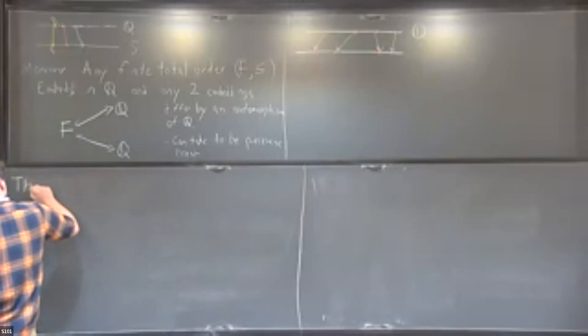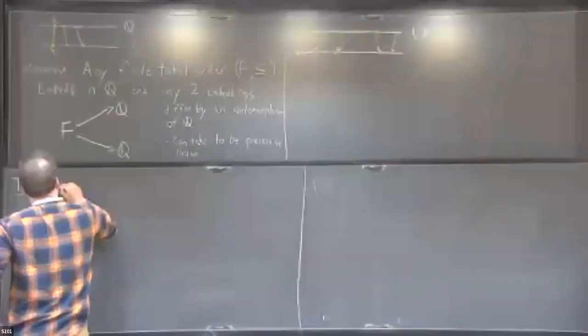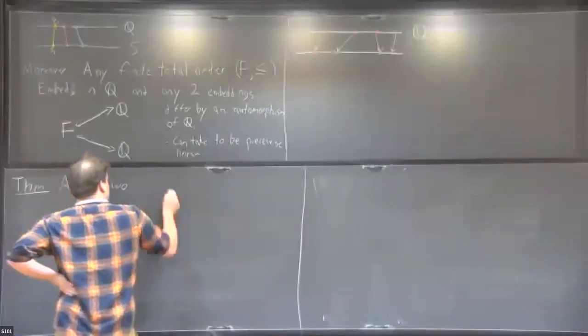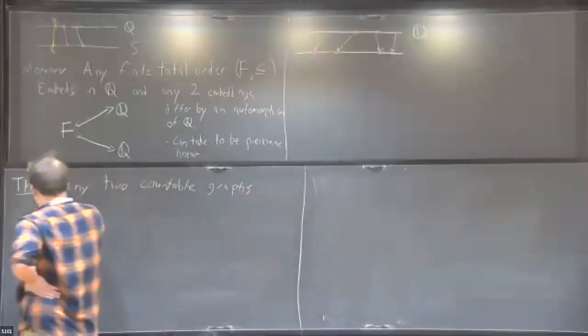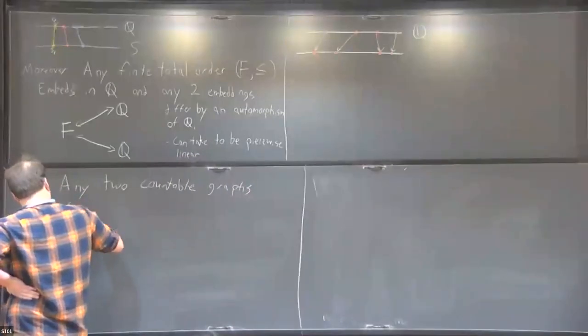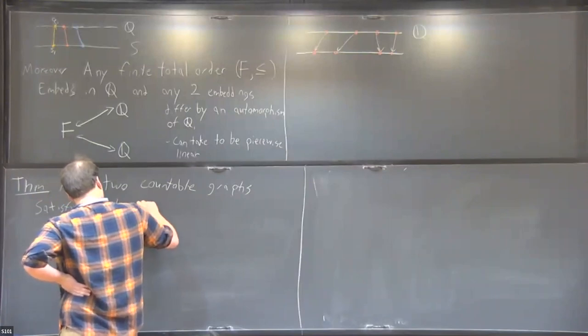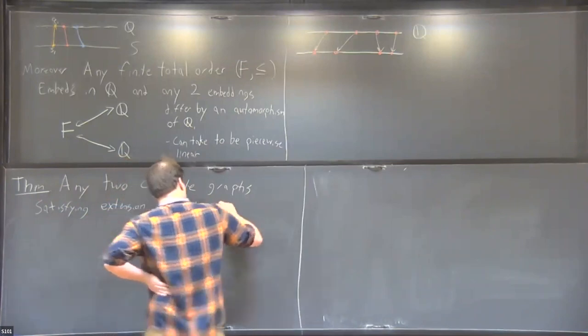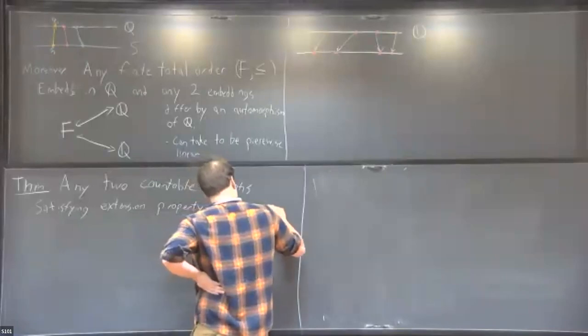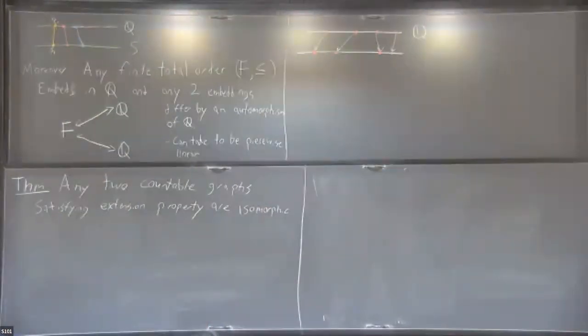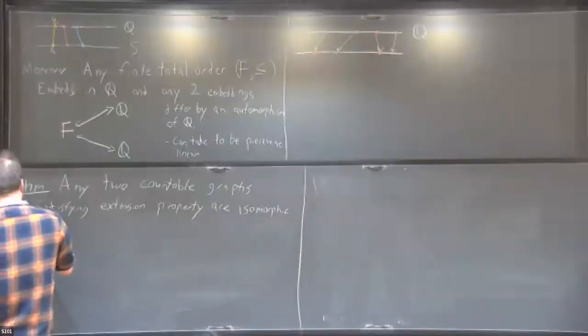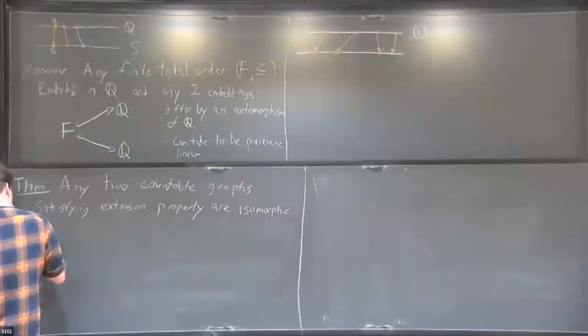But all right, the theorem is: any two countable graphs satisfying the extension property are isomorphic. Okay, so once we prove this, that explains that all of those are the same. The proof is going to be exactly the same as before. So the proof is: we're going to use the same back and forth argument.